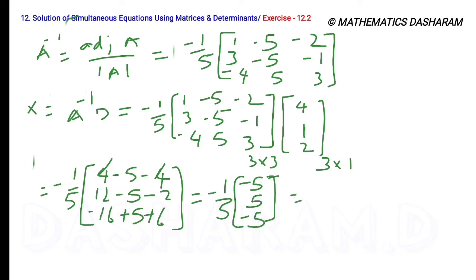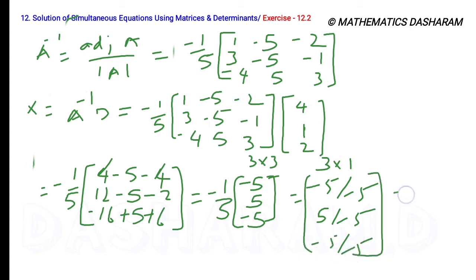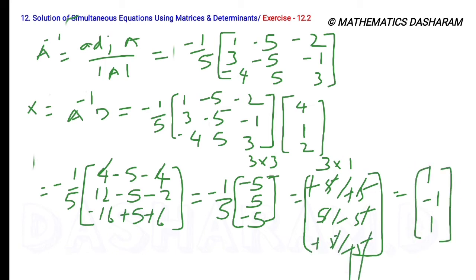Now multiply minus 1 by 5 inside, so minus 5, 5 by minus 5, minus 5 by minus 5. So then it is equal to: here minus minus 5, 5 cancels 1; 5 5 cancels minus 1; minus minus 5, 5 cancels 1. So the required answer is X is 1, Y is minus 1 and Z is 1.